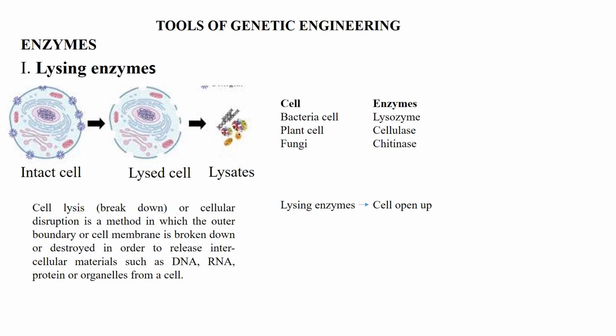And some lysing enzymes are lysozymes. They are used for bacterial cells. Cellulase is used for plant cells, and another group of lysing enzymes is chitinase. They are used for fungi. These are the different lysing enzymes to break down the cell membrane.